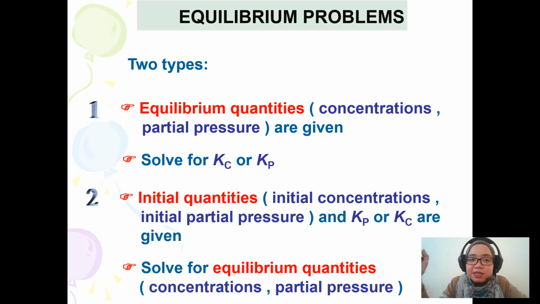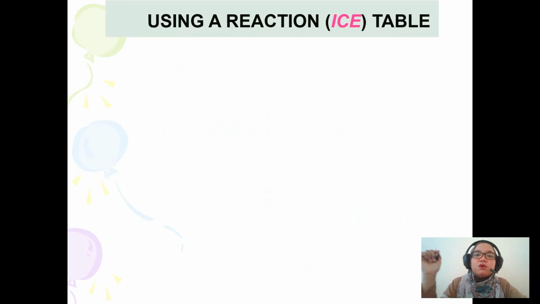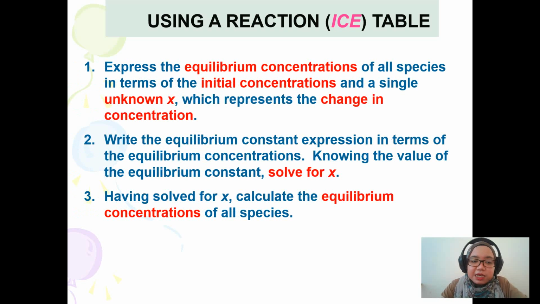So we are going to use one more method, which is called the ICE table method. So what is an ICE table? It is when we express the equilibrium concentration in terms of initial concentration and a single unknown, x, which represents the change in concentration. Then we write the equilibrium constant in terms of equilibrium concentration, knowing the value of the equilibrium constant, to find the x. First, we know the initial concentration and we know the Kc and Kp. So when we put the values inside the ICE table, we are going to use the value of Kc and Kp to find the unknown x. And after we have found the x, we can calculate the equilibrium concentration of all species.